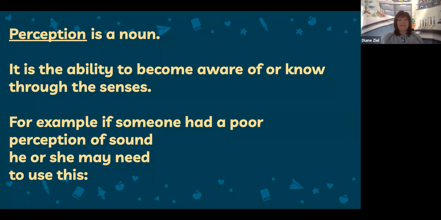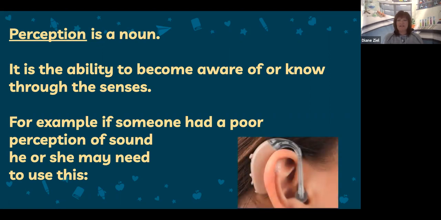Perception is a noun. It is the ability to become aware of or know through the senses. For example, if someone had a poor perception of sound, he or she may need to use this. They may need a hearing aid to help them hear better because they have poor perception of the sound entering their ears. Just like a person who has poor perception of their vision and sight may need glasses to see better.